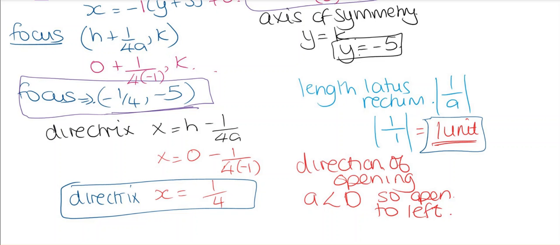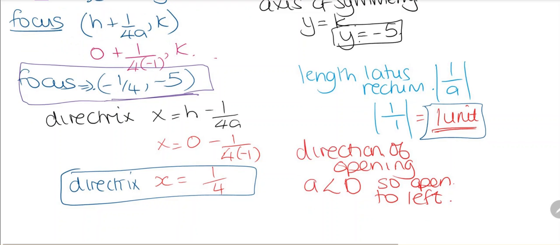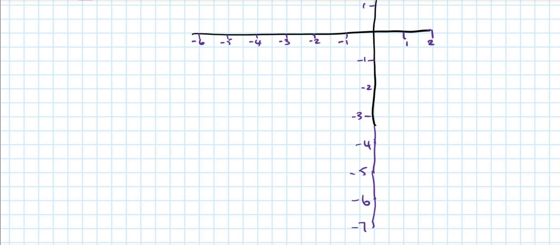Okay, so now we need to look at graphing. So let's draw our axes. Okay, so we've got our axes. I'm just going to write down the information that we know. So the coordinates for the vertex are (0, minus 5). So our vertex is here, at (0, minus 5).